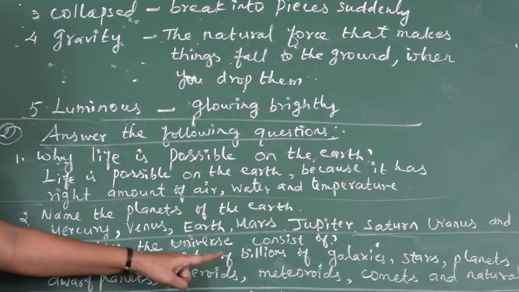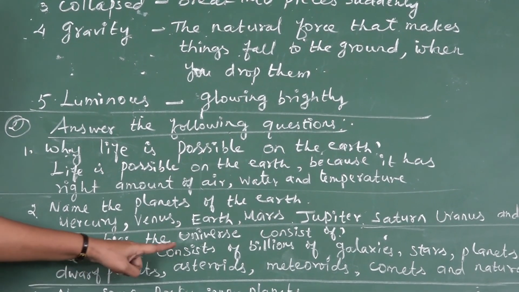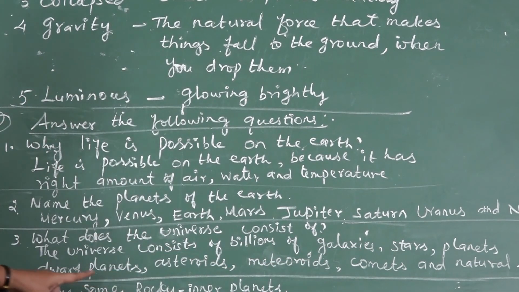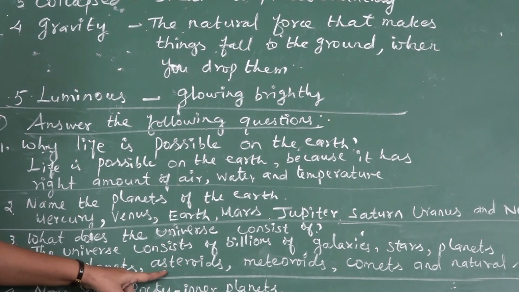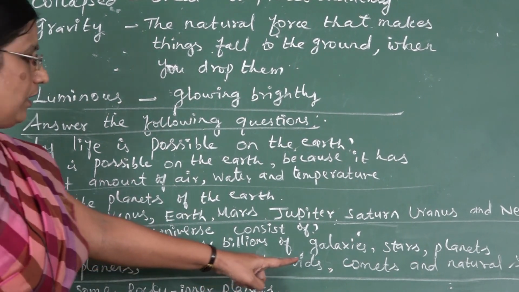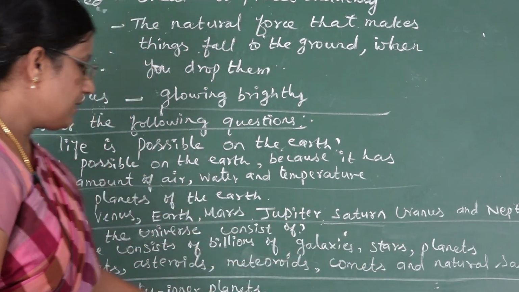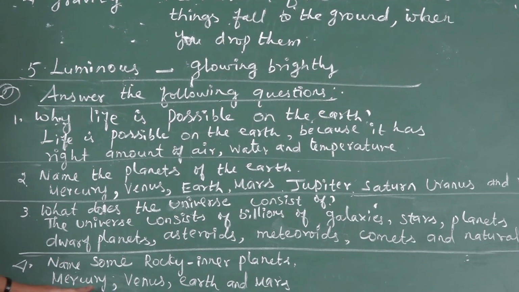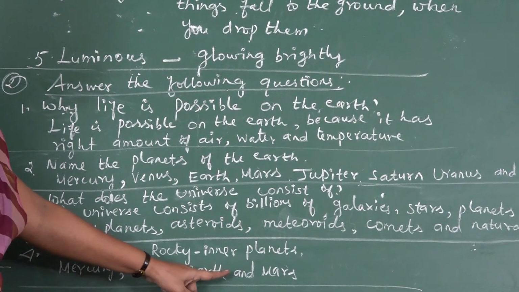What does the universe consist of? The universe consists of billions of galaxies, stars, planets, dwarf planets, asteroids, meteoroids, comets and natural satellites. Name some rocky inner planets. Mercury, Venus, Earth and Mars.